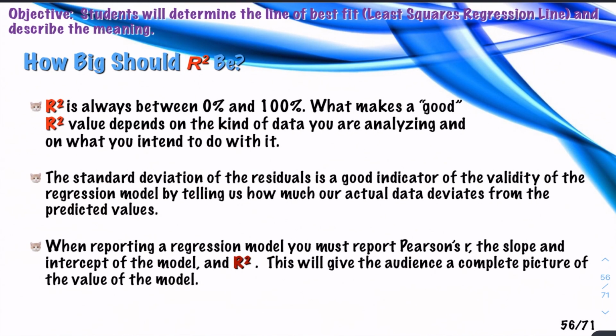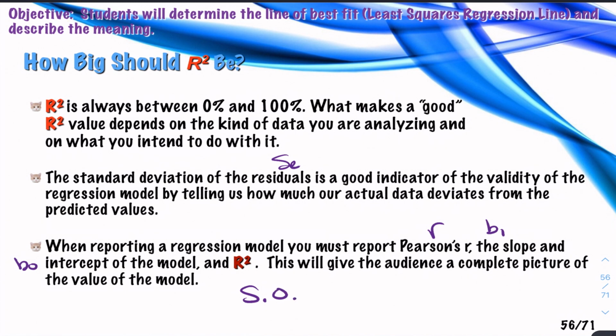So how big should R squared be? Well, R squared is always between 0% and 100%. What makes a good R squared depends on the kind of data you're analyzing and on what you intend to do with it. The standard deviation of the residuals is a good indicator of the validity of the regression model by telling us how much our actual data deviates from the predicted data. When reporting a regression model, you must report Pearson's R, the slope, the intercept, and R squared. This will give the audience a complete picture of the value of the model.